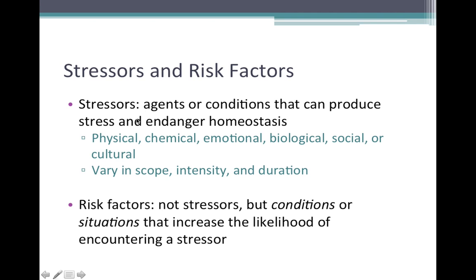Now, stressors are those agents or conditions that can produce stress. Now, stressors can ultimately endanger homeostasis in the body, and stressors, like I said earlier, can be physical, chemical, emotional, but they can also be biological, social, and cultural. So, for instance, there is a culturally bound syndrome in the southern United States. It's basically called passing out, where in response to so much stress, people will faint because of that stress.